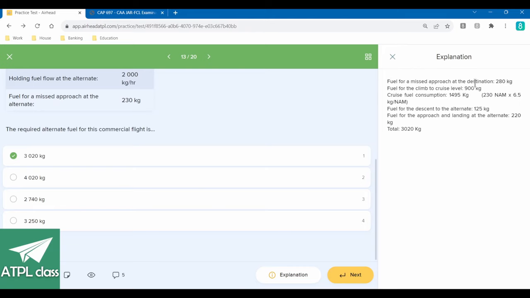Apologies. Fuel for a missed approach at the destination, 280. Fuel for a climb to cruise level, 900. Yes. Cruise fuel consumption, 1495, yes. Fuel for destination, total, easy.